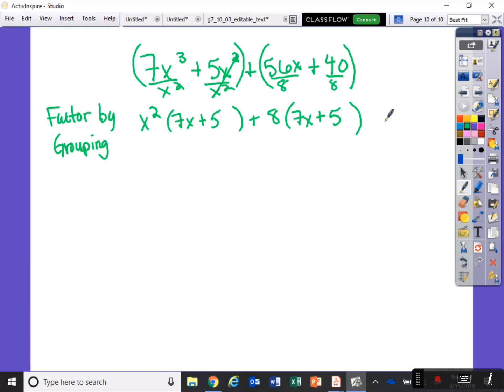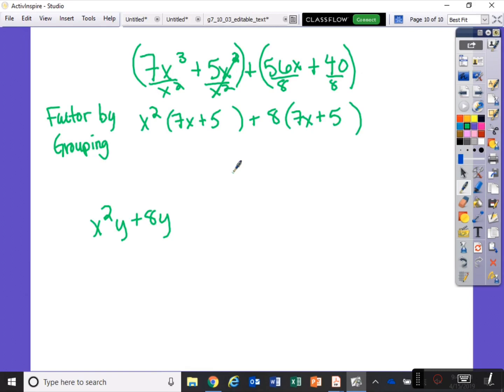Now, let's say instead of these parentheses, it said x squared y plus 8y. Let's just say the parentheses aren't there, and I've got x squared y plus 8y. Notice, what did I do? I changed 7x plus 5 to y, didn't I? What do both of these have in common?